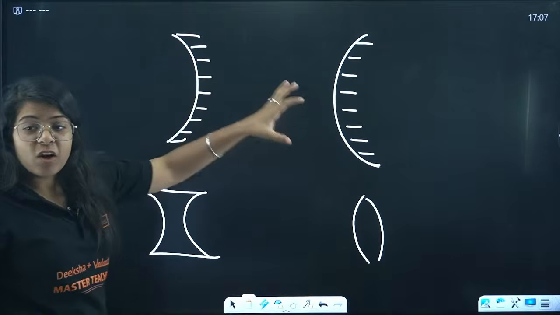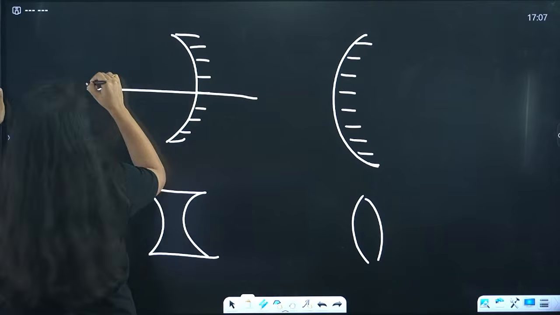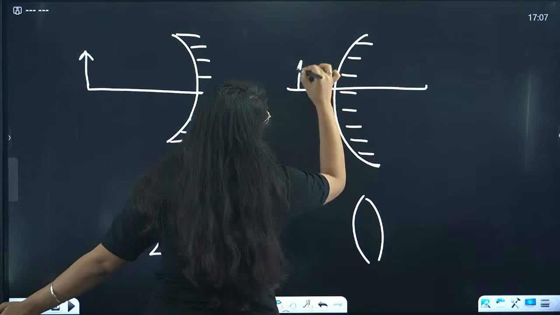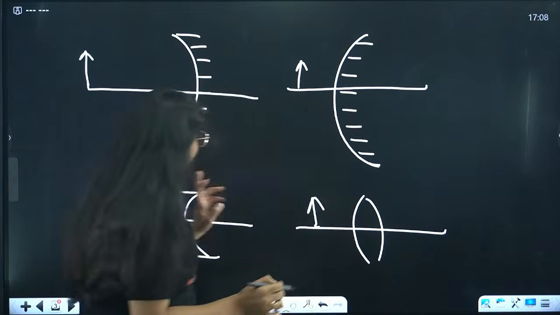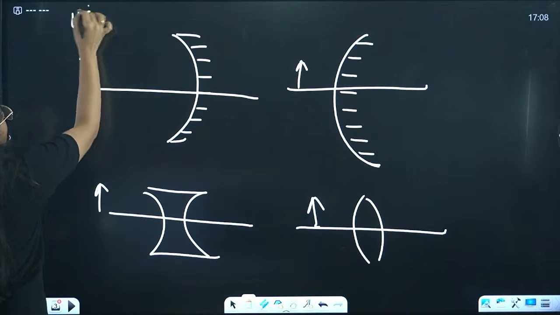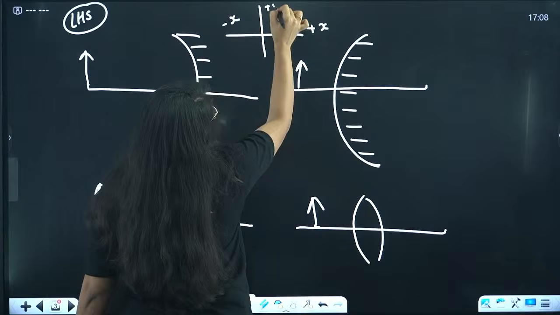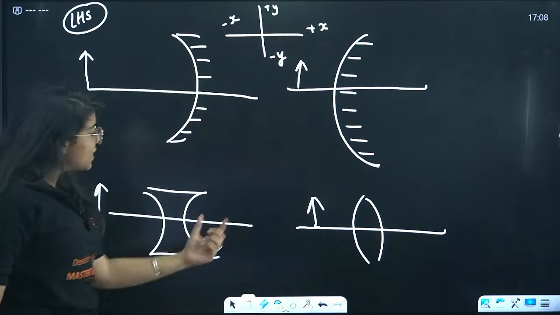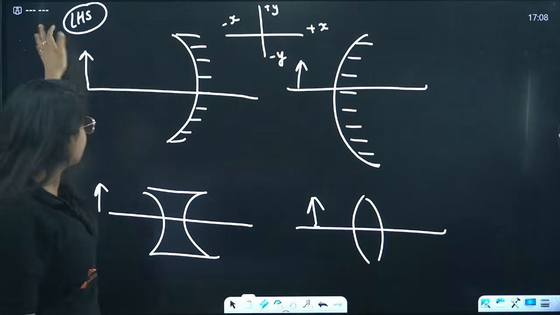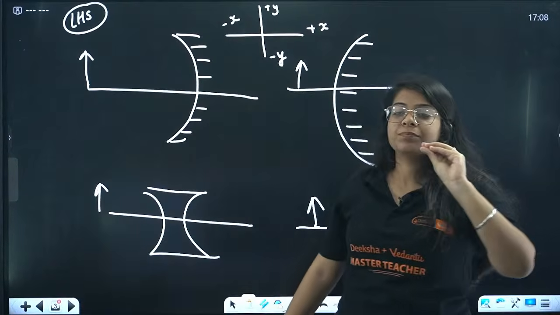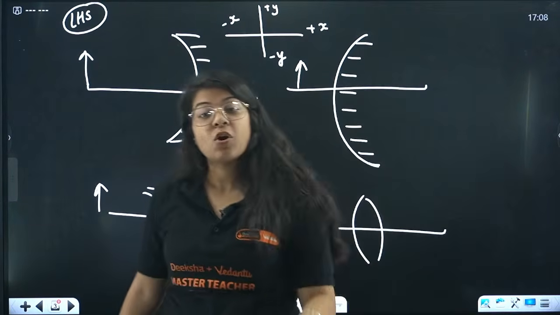In every one of these ray diagrams, you place the object on this side, like this. Here also the object is here. Here also the object is here. Here also the object is here. So in every case, the object is on the left hand side. And we have studied the x-axis, y-axis. This is positive x, negative x, positive y, negative y. So imagine these lenses and these mirrors are at this line, this y-axis. So on the left hand side, it's always negative. So in every case, the object is placed on the left hand side of the mirror or lens. So it is always negative.